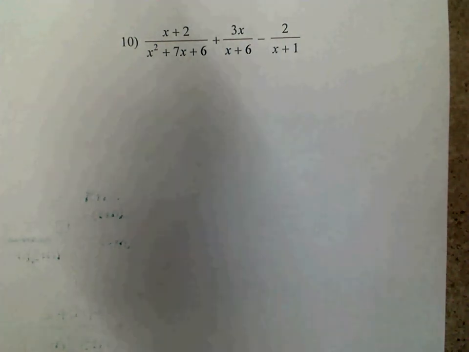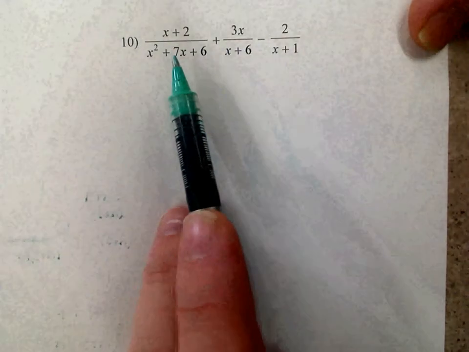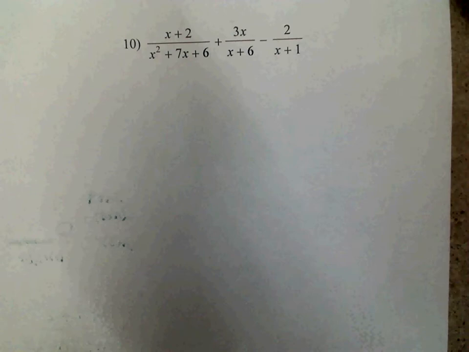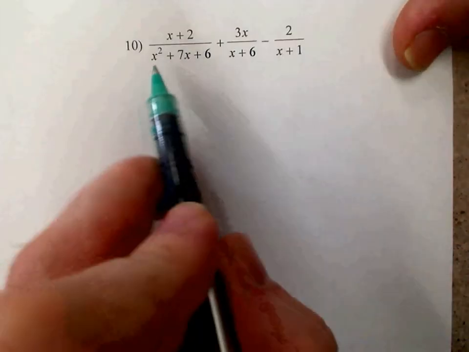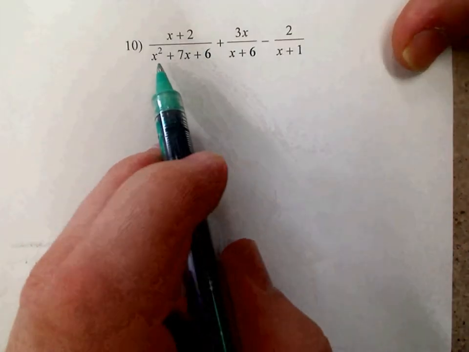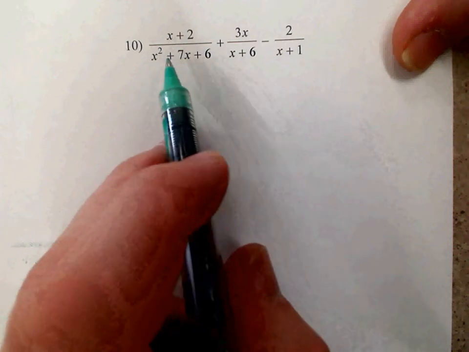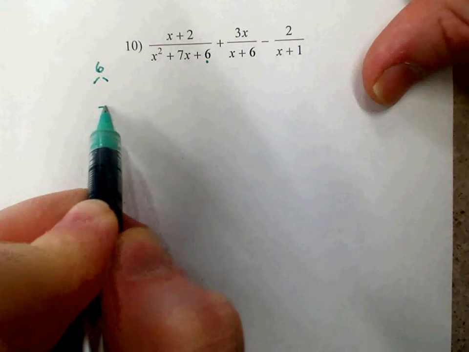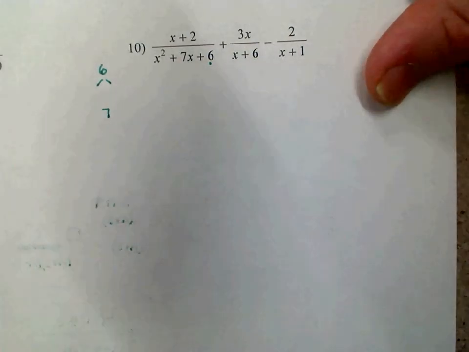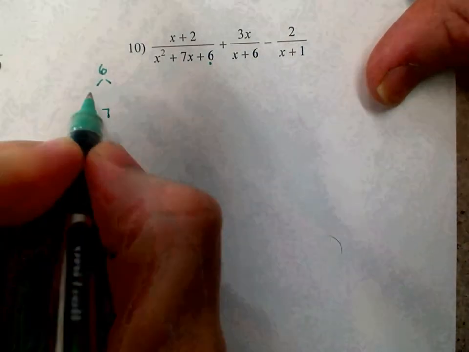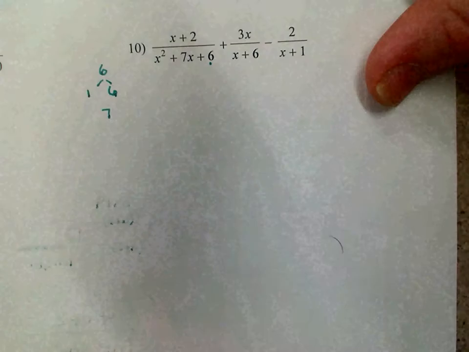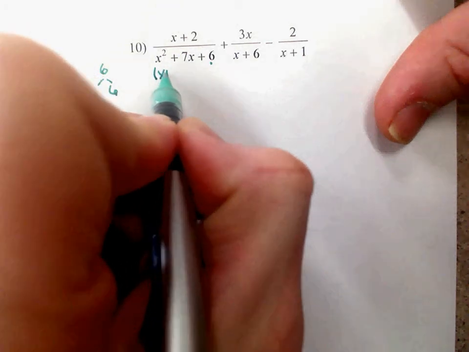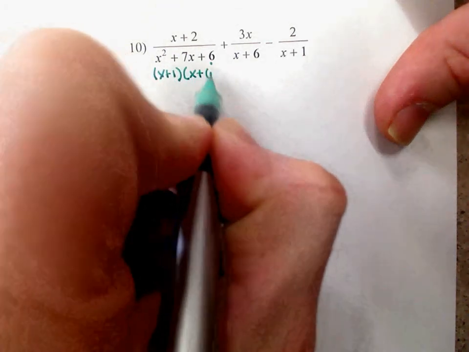So again, my entire goal is I need all 3 of my denominators to be the same, which right now doesn't look very easy, but it actually will be here, because look at the far left one. It's a quadratic, which means I can factor it. So I'm looking for factors of 6 that will add up to 7, which is not too difficult. That'd be 1 times 6. So 1 times 6 is 6, 1 plus 6 is 7. Those are my numbers. So now I can write x plus 1 and x plus 6.